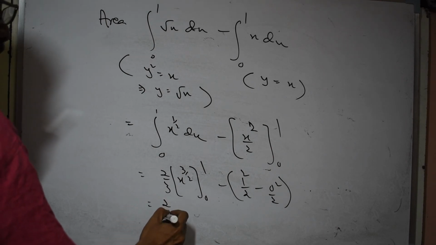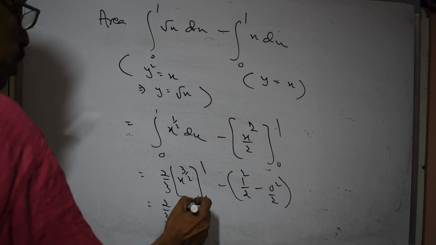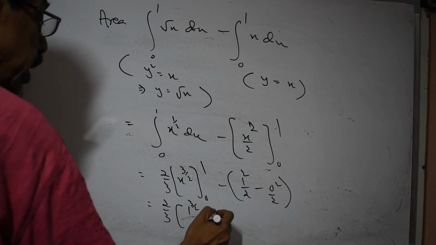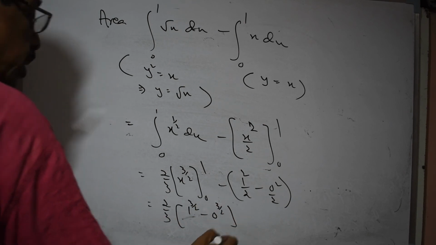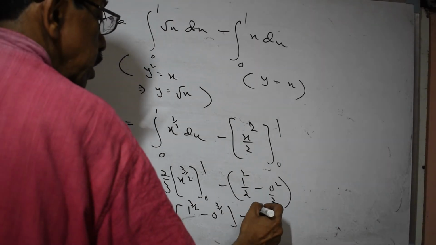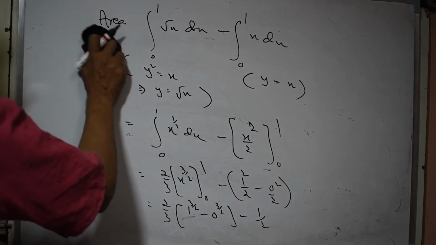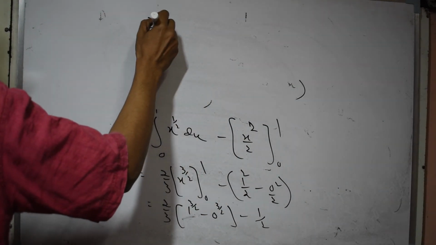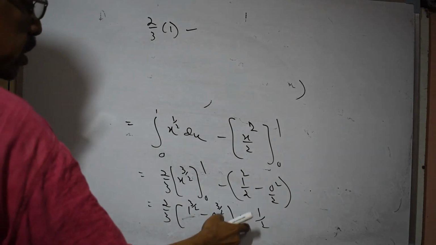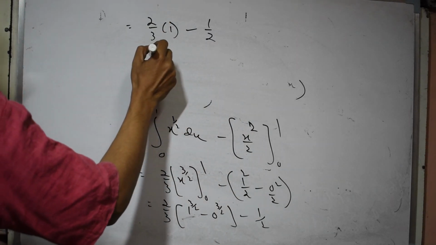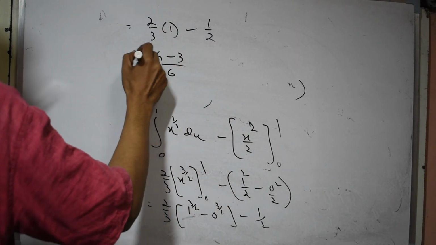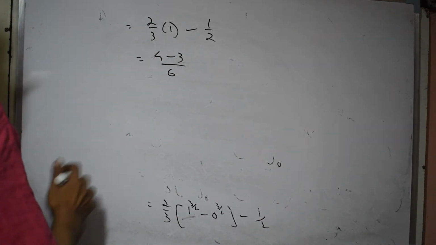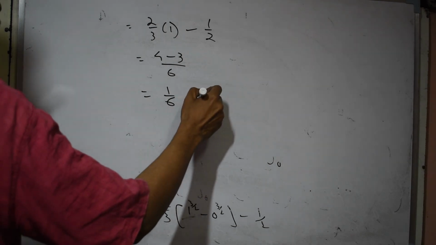So finally you are getting 2 by 3, 1 to the power 3 by 2 minus 0 to the power 3 by 2. And this is only half. So finally you are getting 2 by 3 into 1 minus half. So you are getting 4 minus 3 by 6. So the final answer between the two diagrams, your area will be 1 by 6 square units.